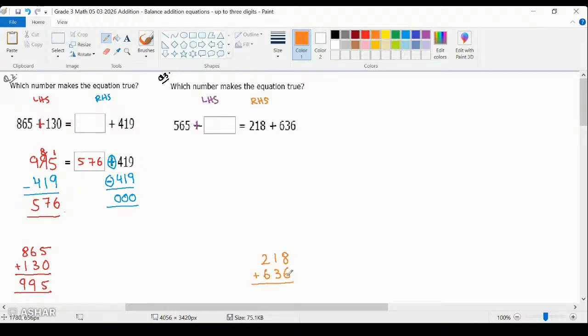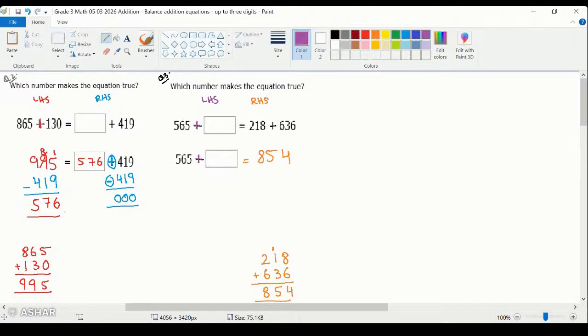6 plus 8 is 14. 14 ones, that means 1 tens and 4 ones. 1 plus 1 is 2, 2 plus 3 is 5, and 2 plus 6 is 8. That means the total comes out to be 854. It does not make any difference if we have the missing number on the left side or on the right side, right?